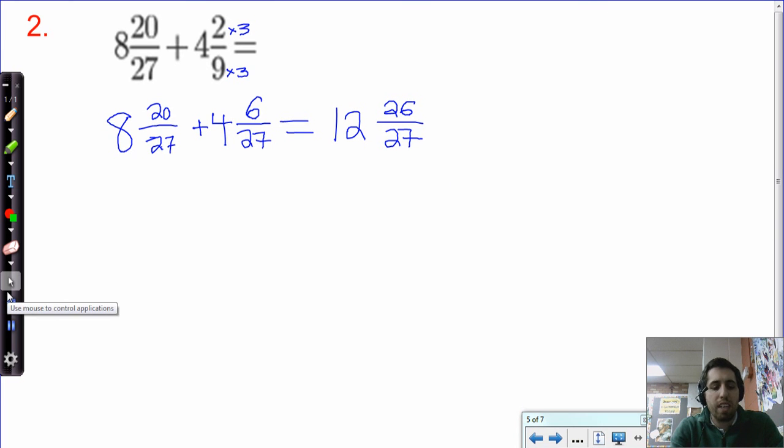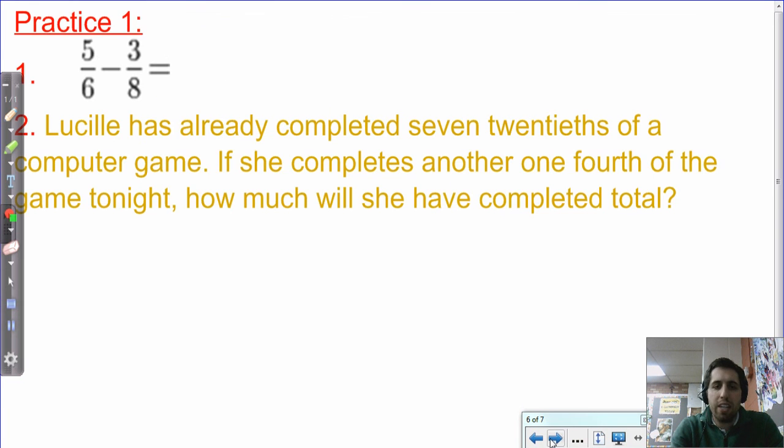So I'm going to leave you with some example problems as always. Here they are. First one is 5/6 minus 3/8, so it's just fractions, no mixed numbers here. But number 2 says Lucille has already completed 7/20ths of a computer game. If she completes another 1/4 of the game tonight, how much will she have completed total? So figure out what operations you're doing there. Gave you just some fractions ones. We'll continue to do mixed number and fraction work tomorrow. But see if you can solve that word problem as well, and I'll catch you later.